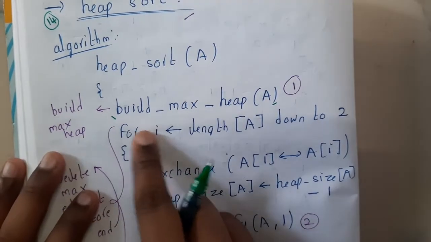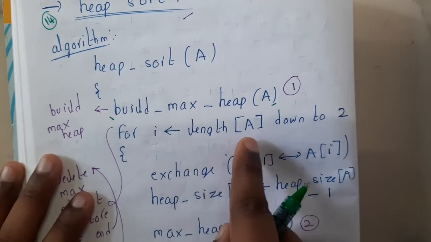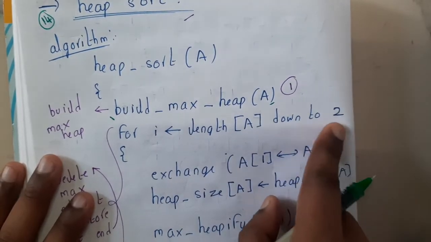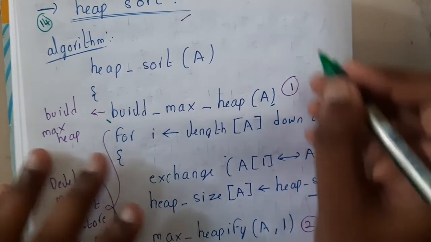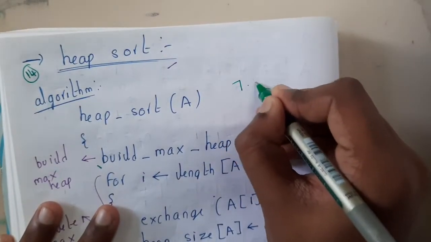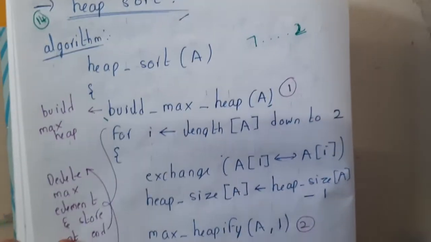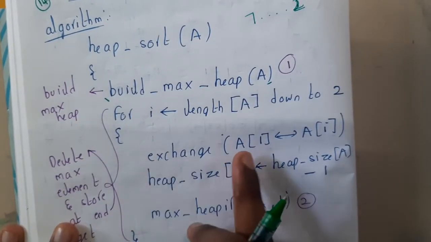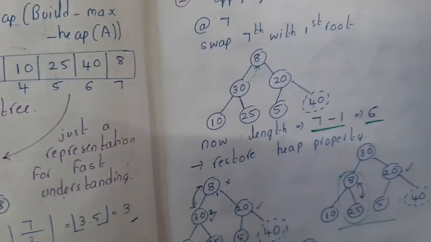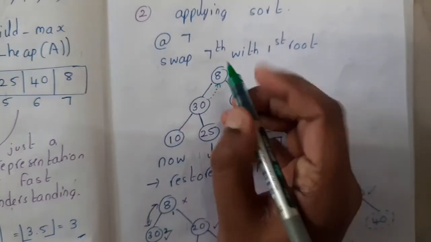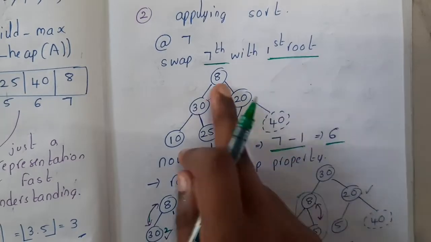So for i = length(A) down to 2. Basically, if your length is 7 elements, you will continue from 7 until you reach 2. What is the first step? You will exchange the first element with the last element. If you recall, that's the exact step which we did. We always swapped the 7th element with the first element, because we have 7 elements here.